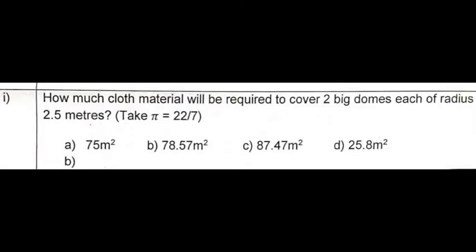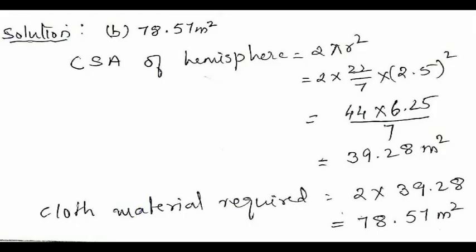Coming to the questions, number 1. How much cloth material will be required to cover 2 big domes, each of radius 2.5 meters? Take pi is equal to 22 by 7. So CSA of hemisphere is equal to 2 pi r square. Substitute the values and you get 39.28 meters square. Cloth material required is equal to 2 into 39.28 because there are 2 domes, and that's why you get the answer 78.57 meters square.